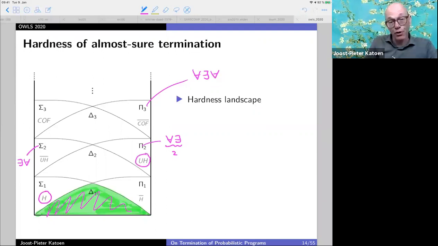This is the universal halting problem. Why is it in this category? Because you can say for all inputs S, there exists a K such that my program will terminate in K steps. So that gives you the idea why this is on level 2. So you can view this as a kind of landscape of, let's say, hardness of decision problems.